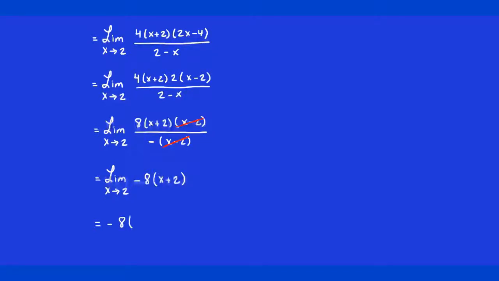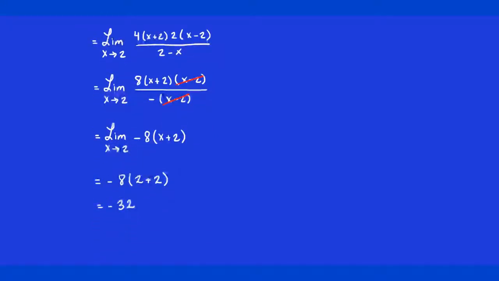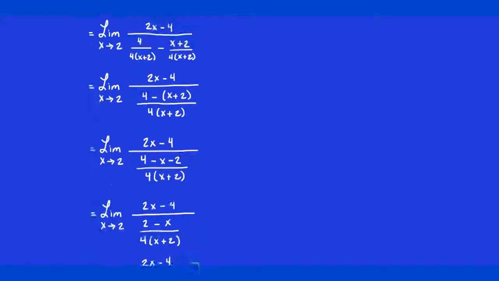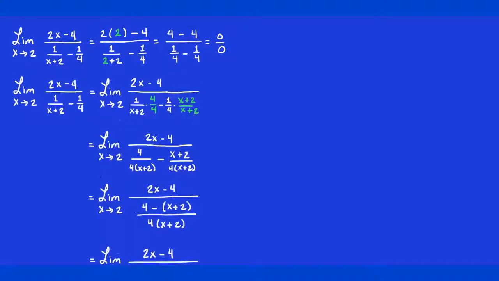It would be 8 times 2 plus 2, and this will clearly be 4 times negative 8, which is equal to negative 32, and actually that's the solution for this limit that we started a few minutes ago. All this, and that's it for this video.